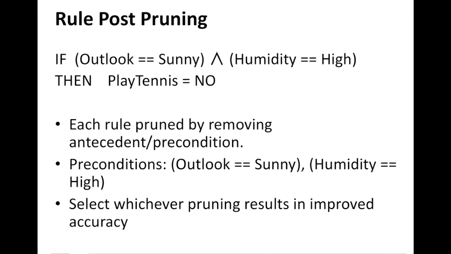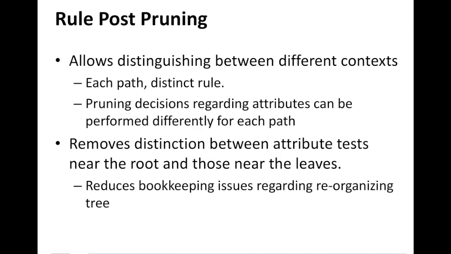So this gives you a richer and more variation, it gives you more flexibility in the pruning process, right? Because you don't need to prune a node and then worry about all the decisions it's going to affect. So for each path is one decision, right? So you can prune each path separately and not worry about how that would affect other paths. So that is the greatest advantage of rule post pruning.